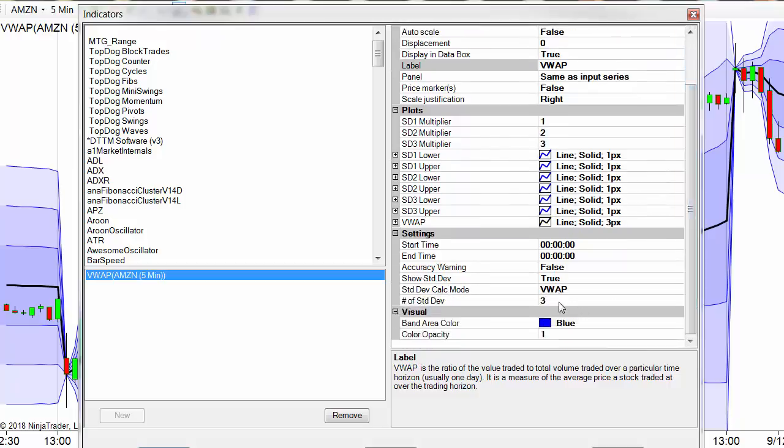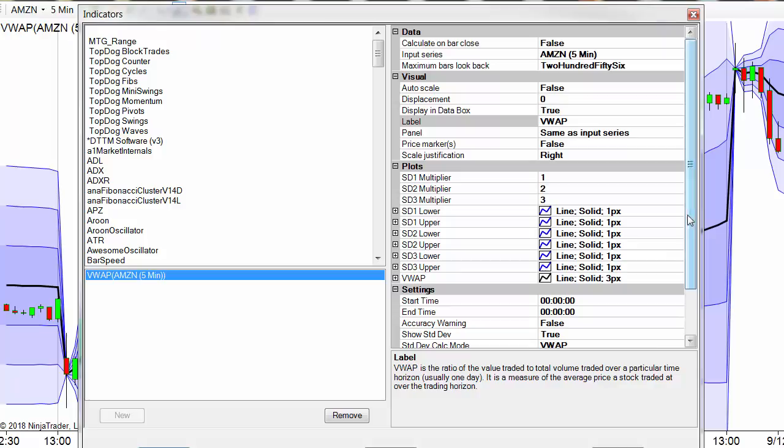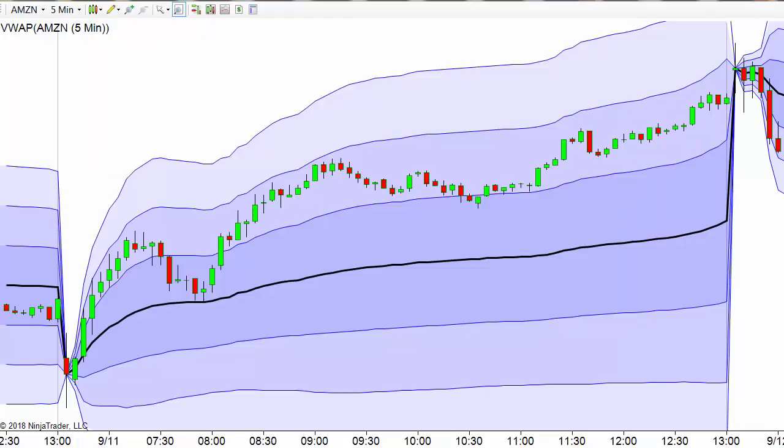And so I've got 3 standard deviations here. 1, 2, and 3 are the multipliers. Put whatever colors you want in there and so forth. We'll talk about this more in part 2. Actually, we'll talk about it a little bit in part 1 as well. In part 1 we're going to talk mostly about trend trading. As you can see, it's going to form these lines because I've got the 3 standard deviations. The black line is our actual volume weighted average price.